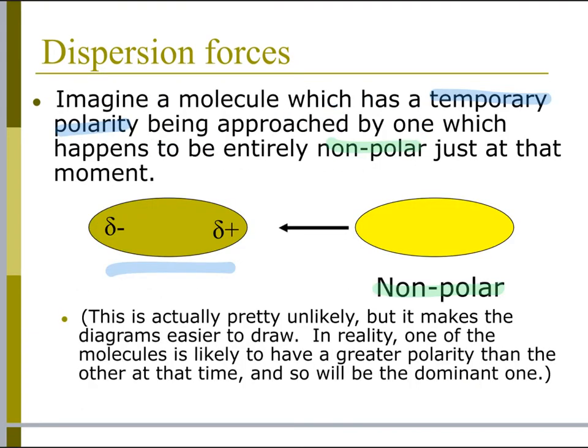Let's talk about a hypothetical situation for a minute. Let's say that I have a molecule which has a temporary dipole. So this would maybe be like our hydrogen molecule, where one side of the molecule has a temporary negative charge and the other side has a temporary positive charge. Let's say I have another atom that just so happens at that exact moment to have an even charge distribution, to actually be instantaneously nonpolar. Of course, it's fairly unlikely, but as I said, hypothetically, what would happen?